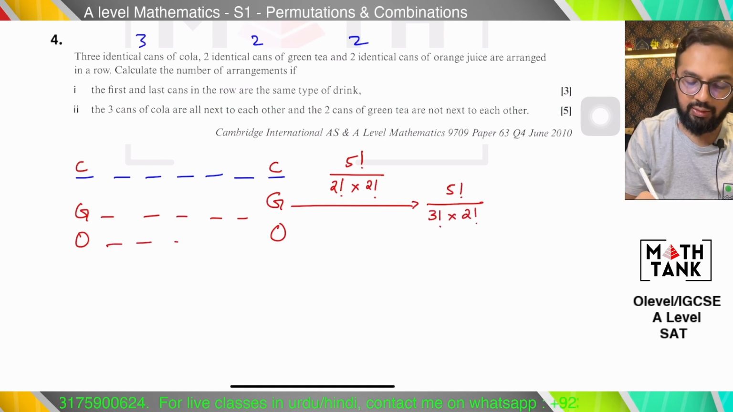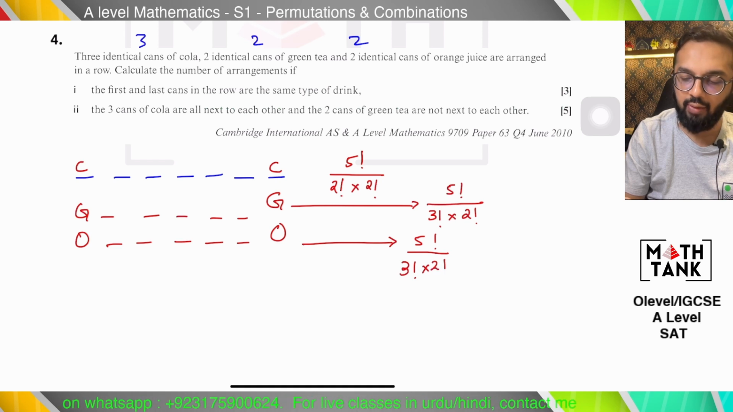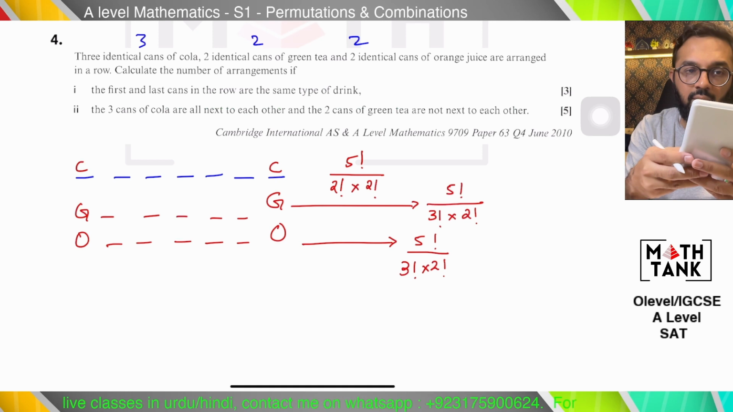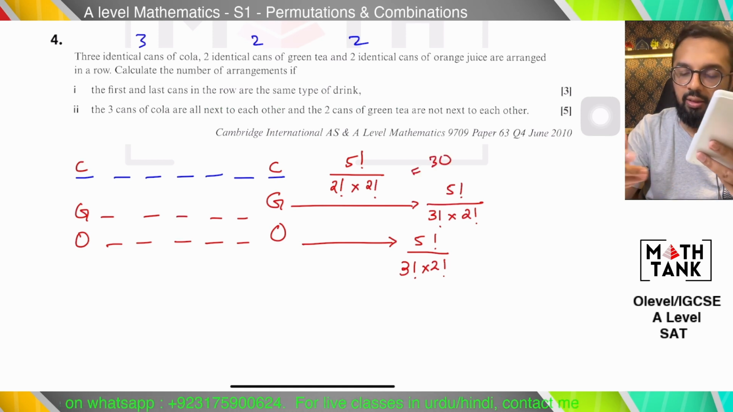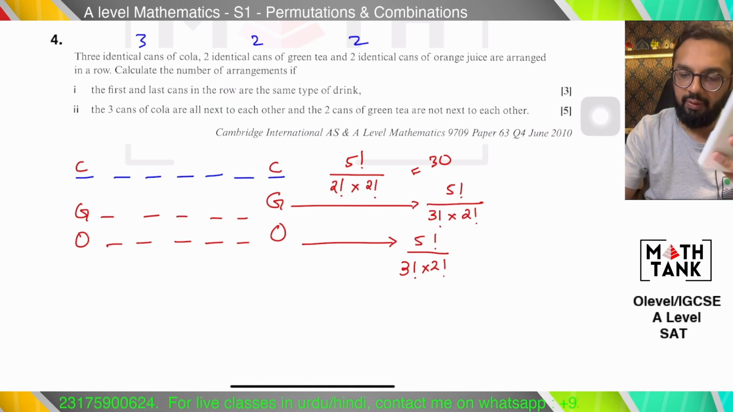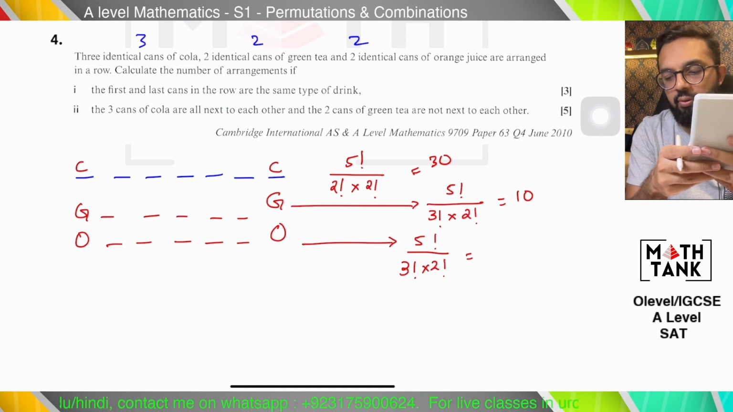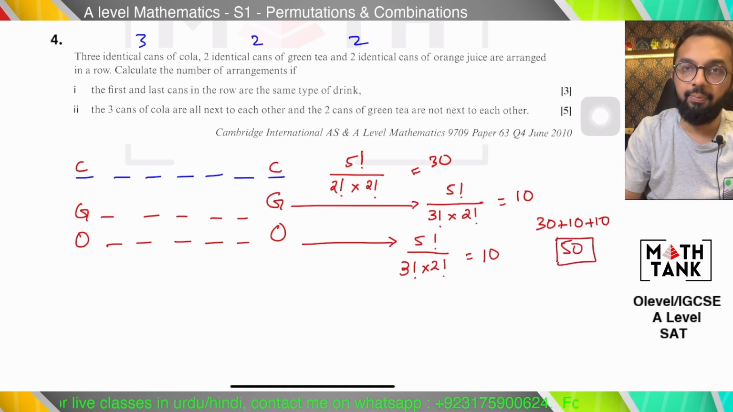When I'm doing this, again, 3 cans of cola and 2 cans of green tea in this case. So there are different answers for different ones. So 120 divided by 4 gives me 30. 120 divided by 12 gives me 10 and 10. So 30 plus 10 plus 10 gives me 50 arrangements. Okay, a relatively simple question.